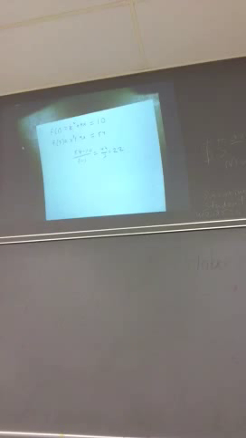Now, the next thing says, on what intervals is f prime of x greater than 0? So how can we figure out where the function's derivative is greater than 0? Well, first off, what does that mean? If f prime of x, which is also known as the derivative, is greater than 0, what does that tell us about the function?